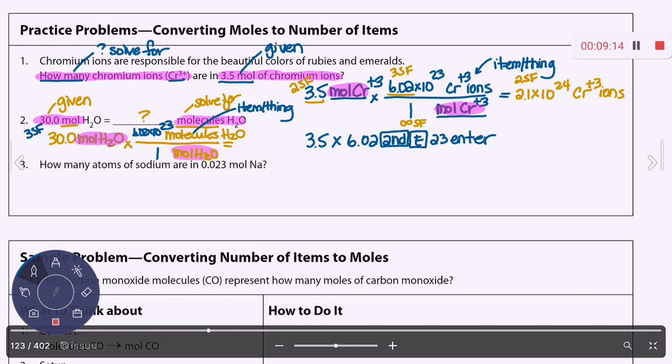You have 3 sig figs in 30.0. The number 1 is infinite sig figs. 6.02 is 3 sig figs, so you want 3 sig figs in your answer. Your answer will be 1.81 times 10 to the 25th. And then this is molecules of H2O. Okay, so this would be your answer. Okay, you do number 3 and let's see what you come up with.